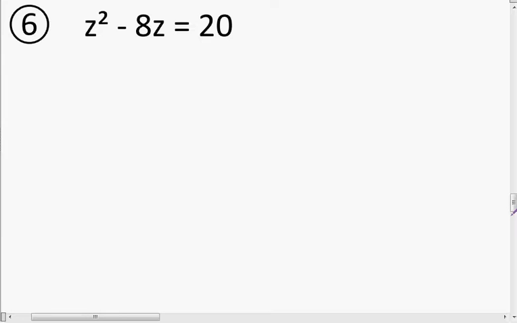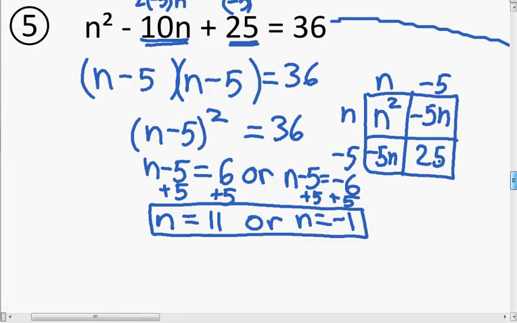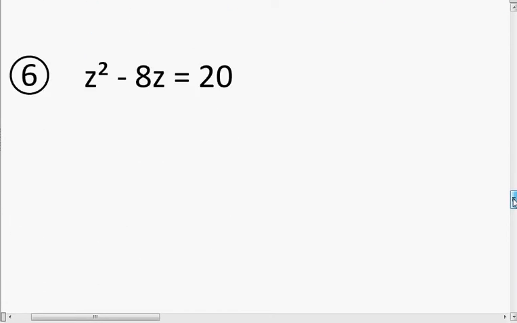Something Miss Bodie taught us, the addition rule of equality. I can add the same thing to both sides. And I noticed up here, 10n was 2 times 5, 2 times negative 5, and 25 was negative 5 squared.